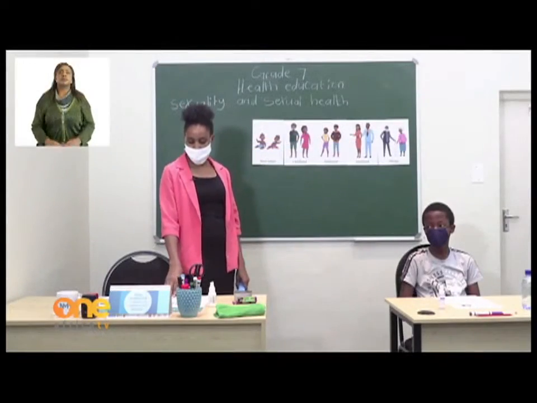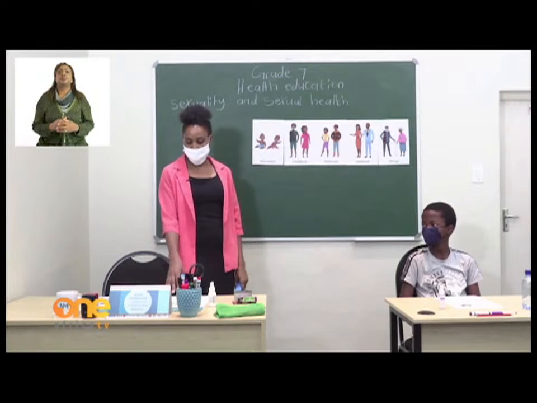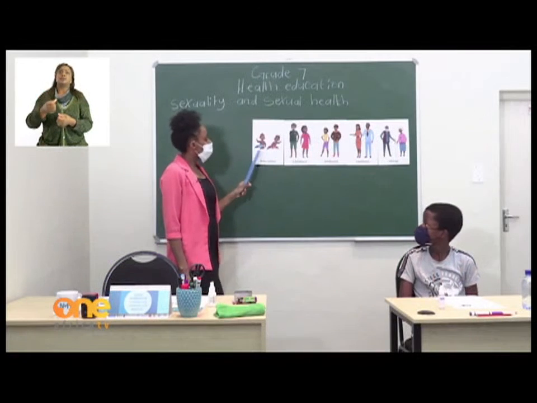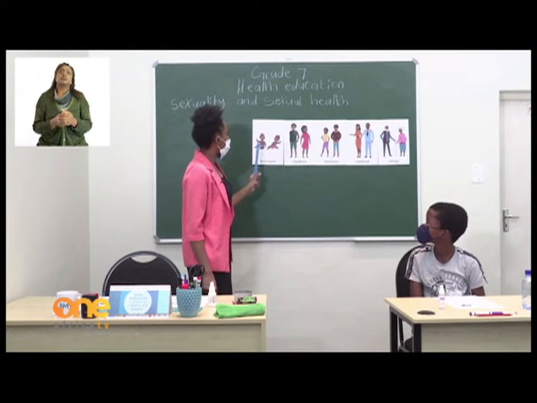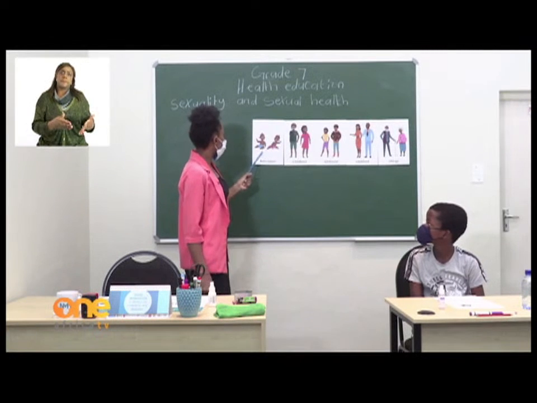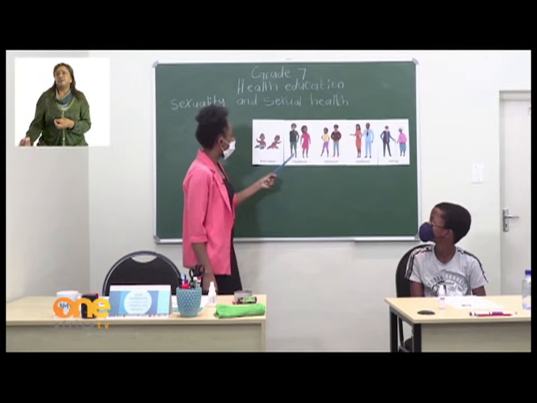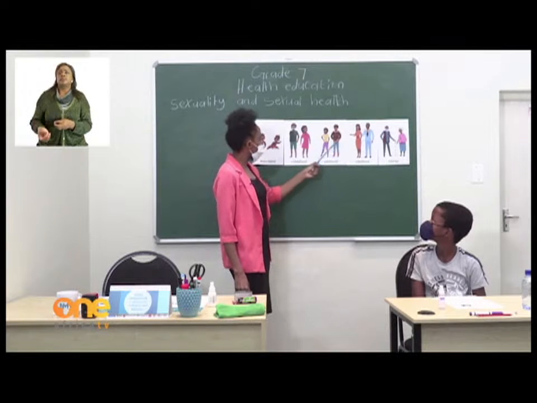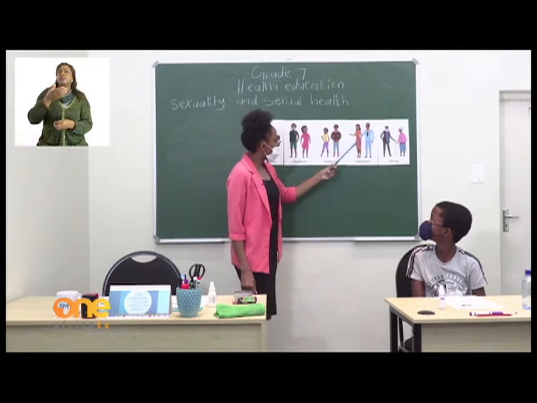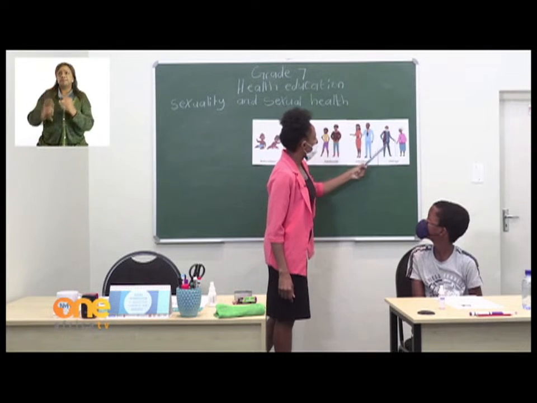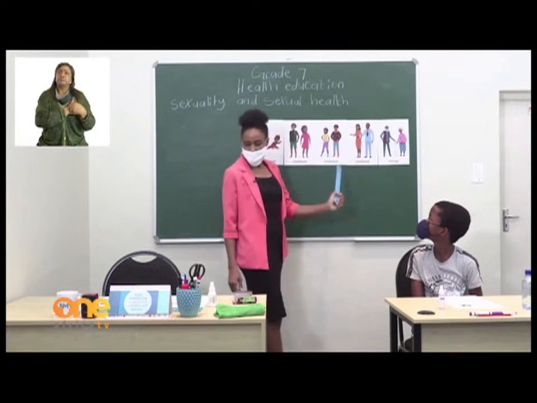Let's turn to page 24, where we have different diagrams or pictures on the stages of the human development. Now, on the chalkboard, we have different stages of sexual development. The first stage is a baby or infant, and then we have the childhood. The next stage is the adolescent, and the next stage will be the adulthood, as you can see, and the last stage is the old age.